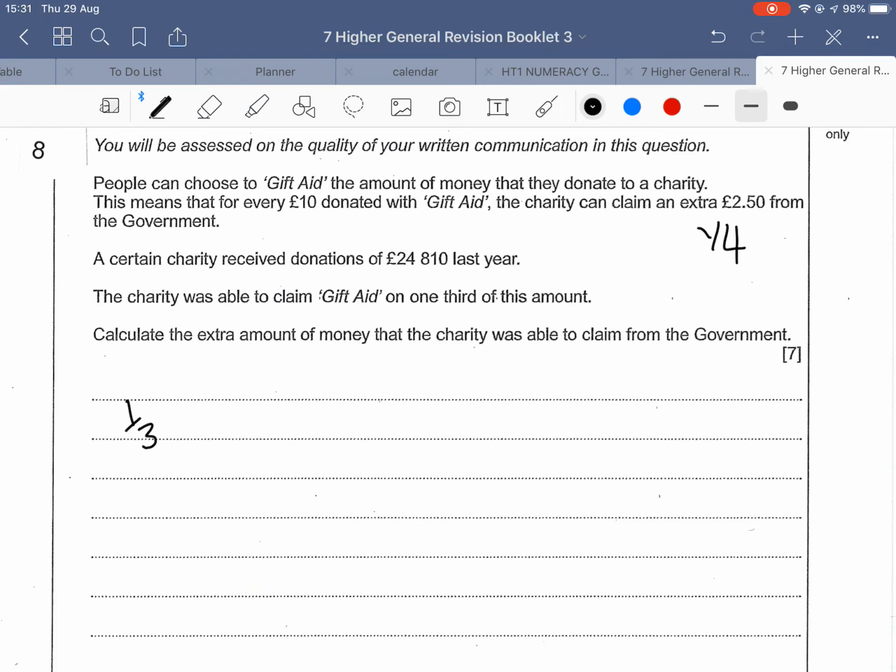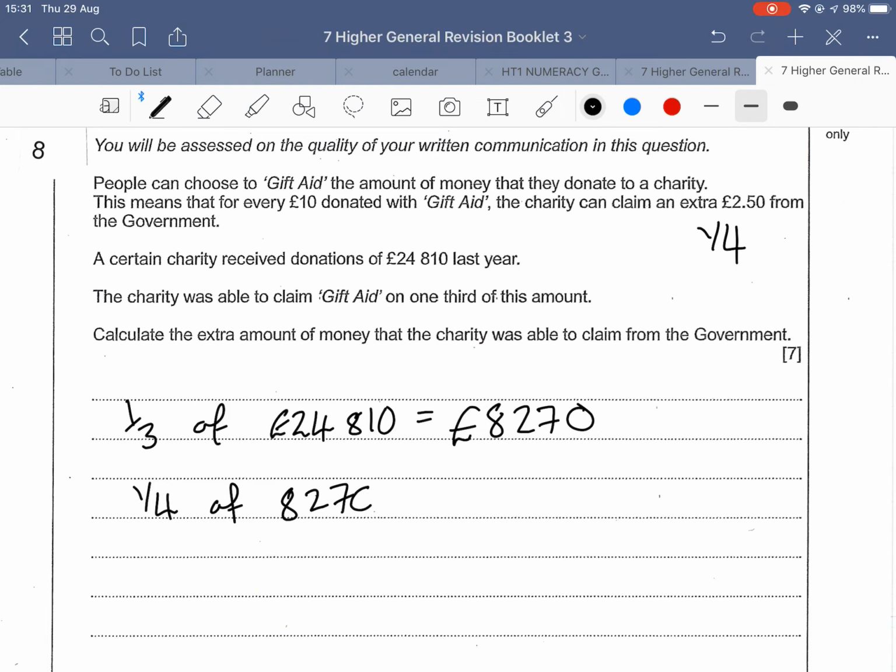So you just want to calculate 1/3 of £24,810, which is 8270. And they just want a quarter of it, and that's how much they would get. Quarter of 8270 is 2060. I haven't done this one, I forgot.